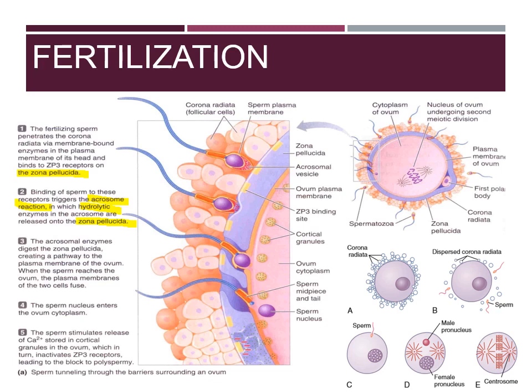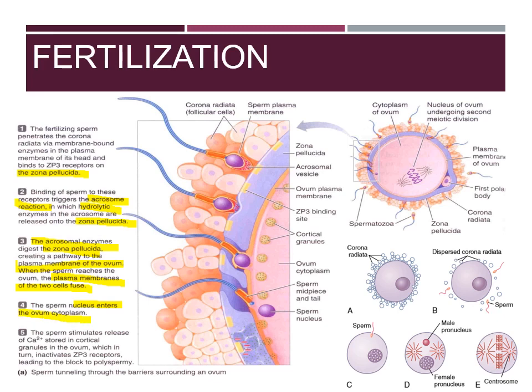Now, the acrosomal enzymes will digest the zona pellucida, as you can see here in this figure, and then will make a pathway into the plasma membrane of the ovum. Then the plasma membranes of both the sperm and the ovum will fuse together. Now, the nucleus of the sperm will enter the ovum cytoplasm.